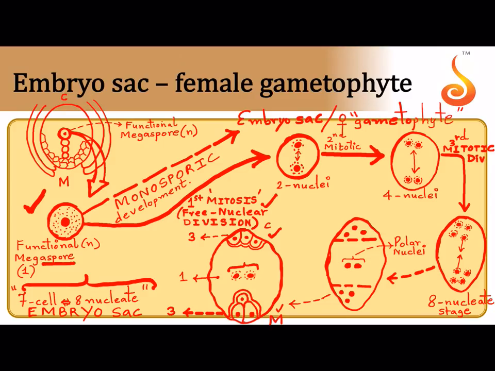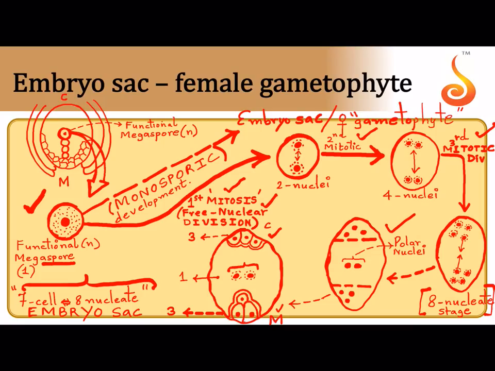So what is this that we discussed here? The fate of the functional megaspore. The functional megaspore becomes the embryo sac because it is only one surviving megaspore that forms the embryo sac. We call the development as monosporic development. And how did it divide? It did not divide by cytokinesis. It only underwent karyokinesis. First karyokinesis, second mitosis or karyokinesis, third mitosis or karyokinesis, to become what? 8-celled stage. 8 nuclear stage.